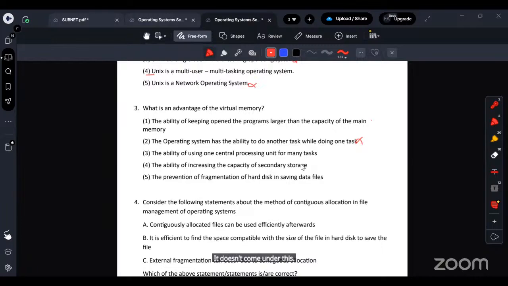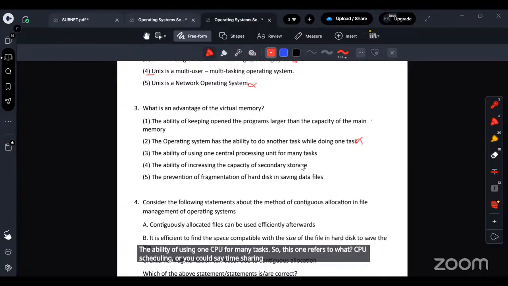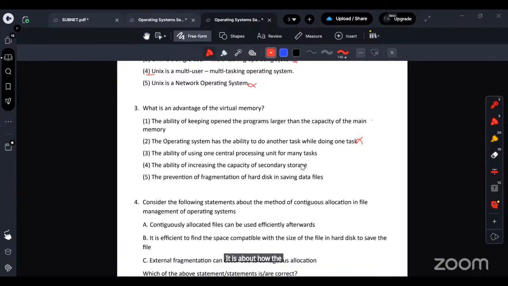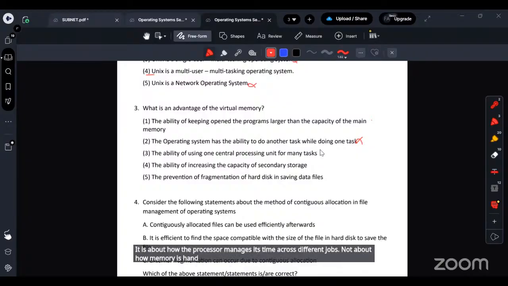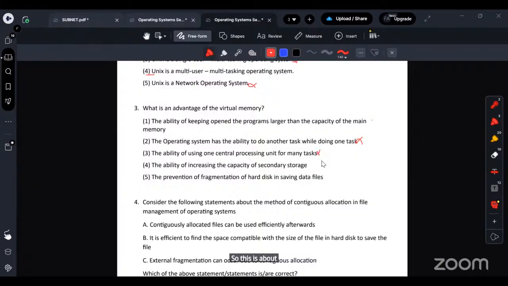The ability of using one CPU for many tasks. So this one refers to what? CPU scheduling, or you could say time sharing. It is about how the processor manages its time across different jobs, not about how memory is handled. So this is about process management. It doesn't come under the memory management part.